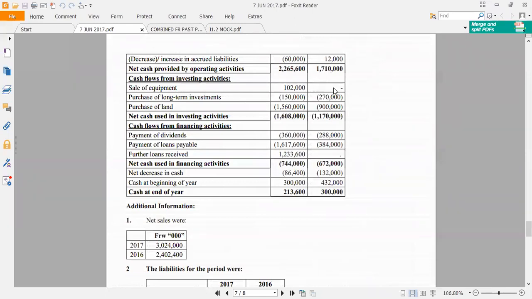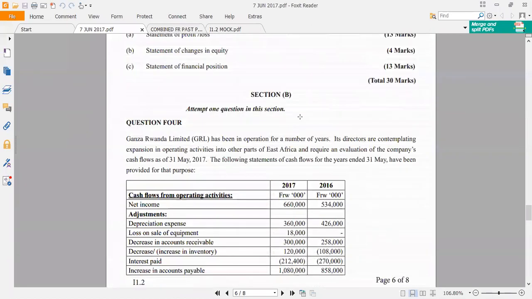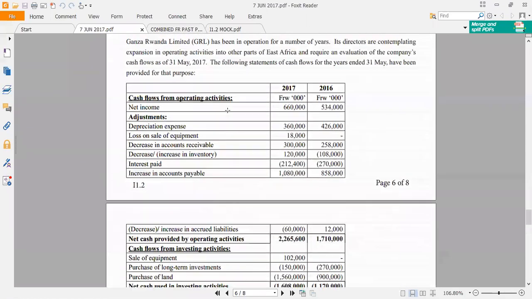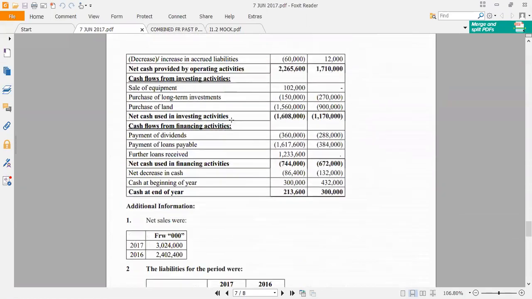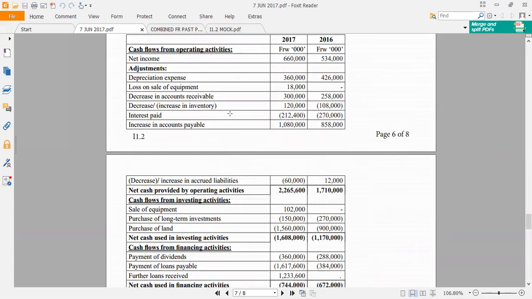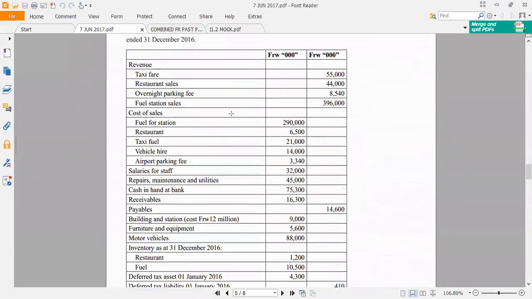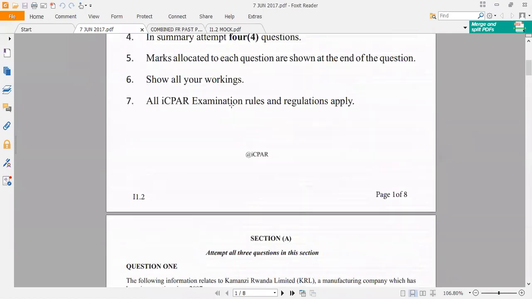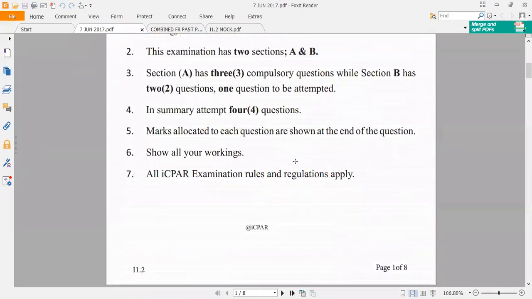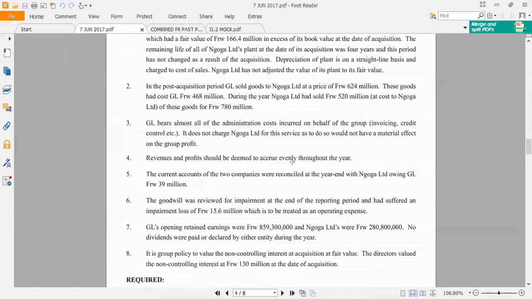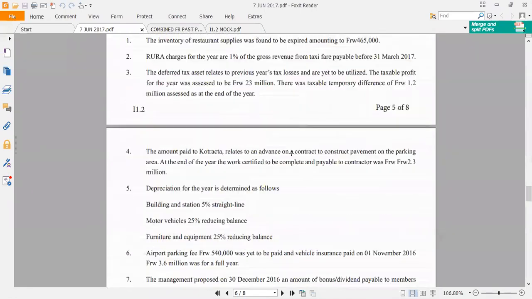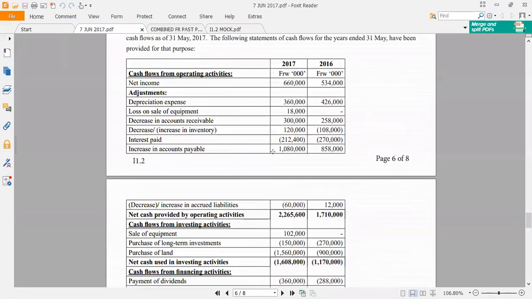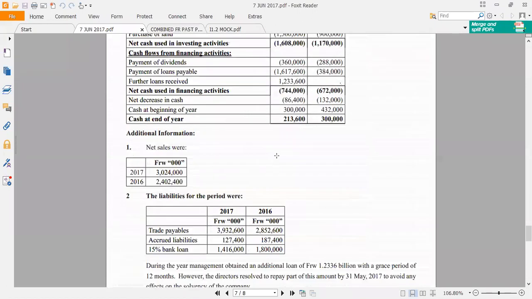I've said it is June 2017, question 4. Let me just confirm. Yes, June 2017, question 4. Okay, so we have been given the statement of cash flow.